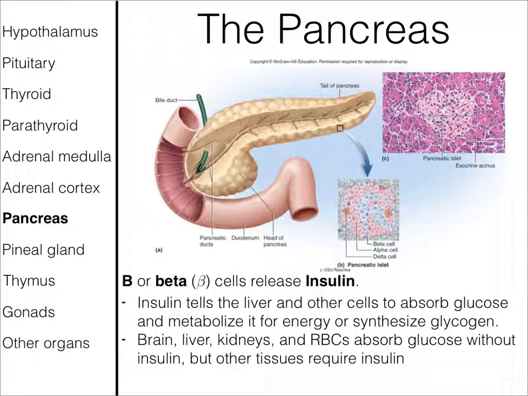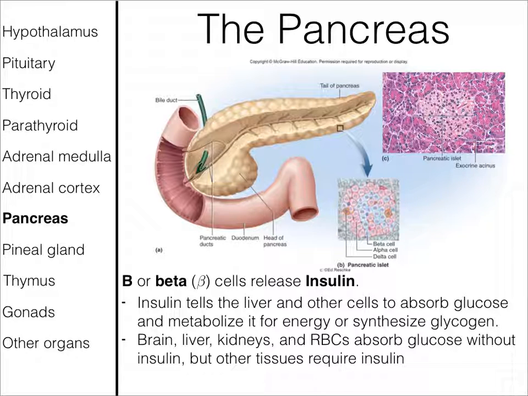There's plenty of glucose in the blood. It has particular effects on the liver, where it tells the liver to take that glucose that it has just absorbed and store it as glycogen in glycogenesis, the creation of glycogen, or glycogen synthesis. But it talks to pretty much all other cells as well.